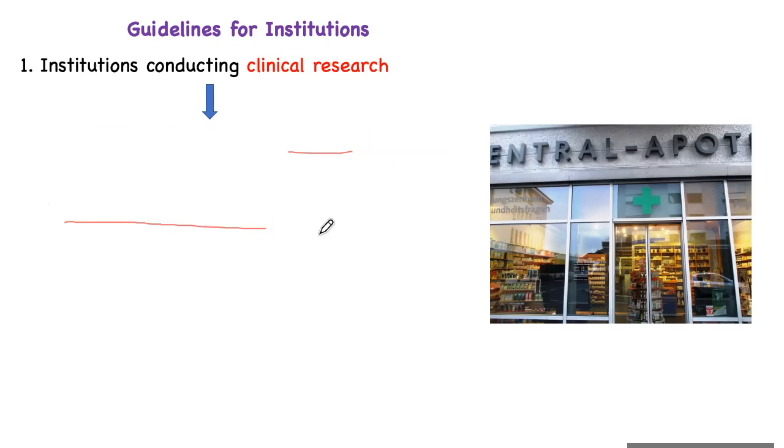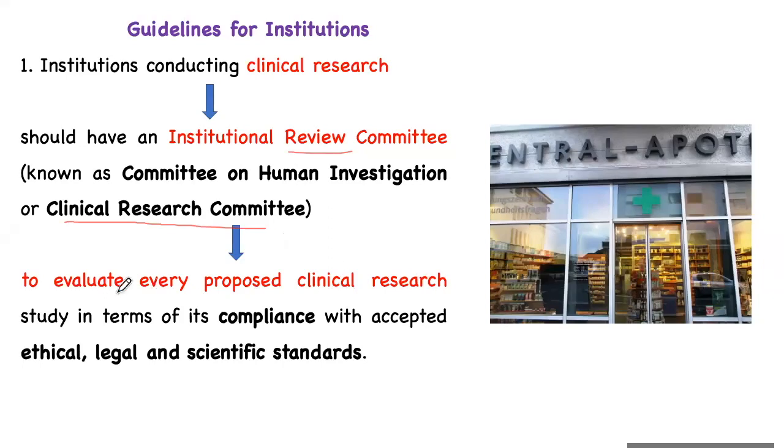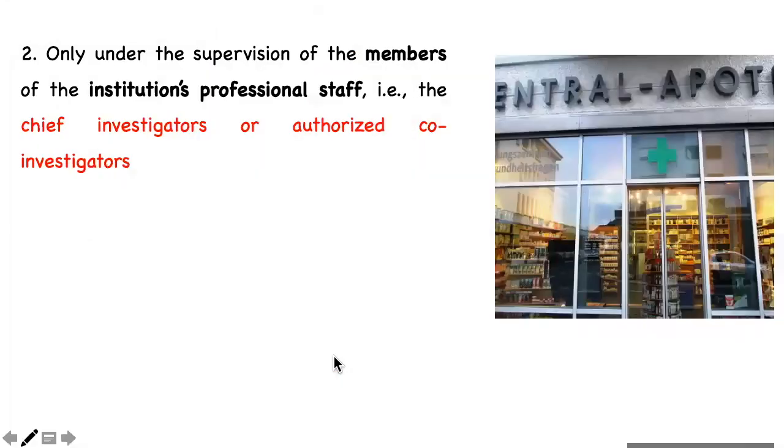Now, what they are doing as part of the institutional review committee is evaluating every proposed clinical research study in terms of compliance with accepted ethical, legal, and scientific standards. So their responsibility is to evaluate every proposal related to clinical research. For example, in a particular institution, there are 10 clinical research studies going on. Then they have to review all these proposals, and they have to ensure that the procedure that has been laid down properly complies with the accepted ethical, legal, and scientific standards. So this is the first guideline for the institution.